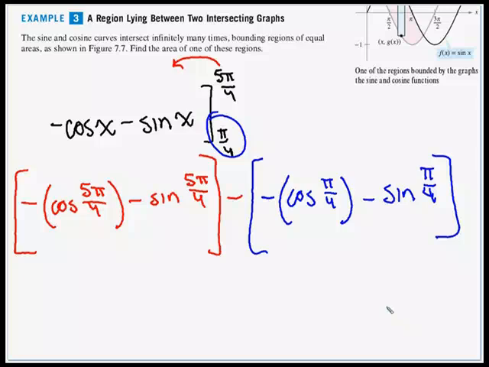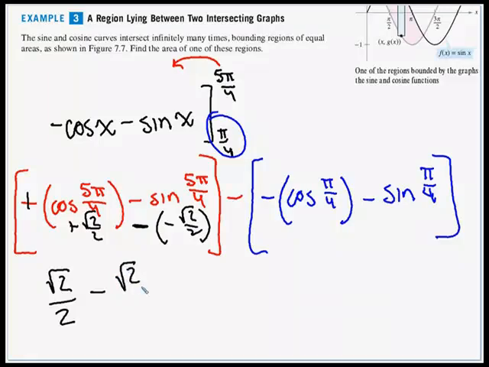And then we go to our handy unit circle. And what is the cosine of 5/4 pi? Well, that is negative root 2 over 2. And this negative out front is going to make that positive, root 2 over 2. Minus the sine of 5/4 pi is also negative root 2 over 2. And we're minusing that, so it becomes a plus root 2 over 2. And that became a plus because it was minus the negative. So that's going to be our first quantity.